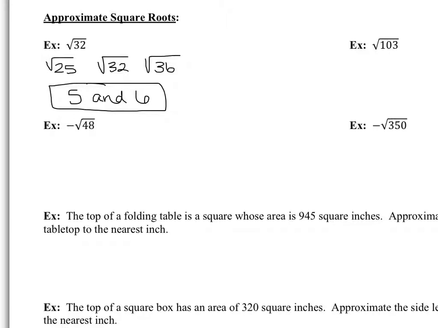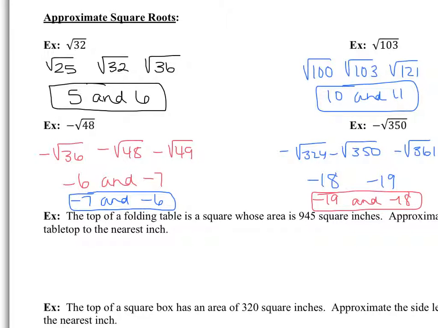If you then had to pick which one it was closer to, it would be closer to 6, because 32 is only 4 away from 36, and the square root is 6. Pause the video, try these three, press play when you're ready to check your answers.